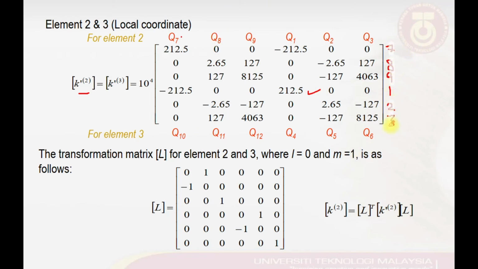So for element number 3, instead of having 7, 8, 9, 1, 2, 3, the index on the top here will be replaced by the one that we have here, 10, 11, 12, 4, 5, 6. So here I will put 10, 11, 12, 4, 5, and 6. So this is the element stiffness matrix for element number 3.